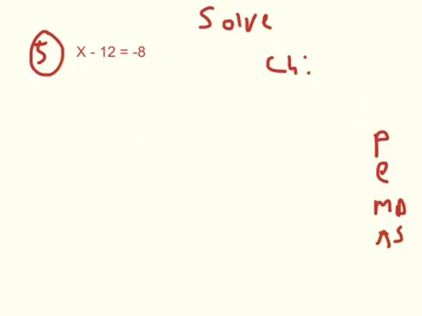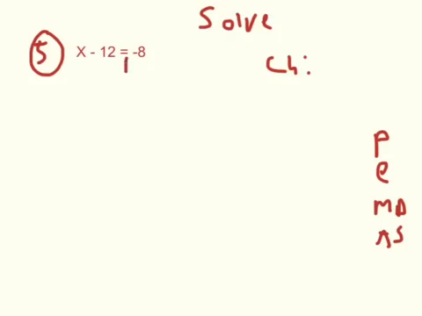Okay, so now we're going to be doing a little bit of a review. This is what we did last week, but we're still solving, and this is an equation because I have my equal sign, so you should know that we're solving. So x minus 12 equals negative 8. This is a problem we're going to want to be careful on, but our steps are the same.